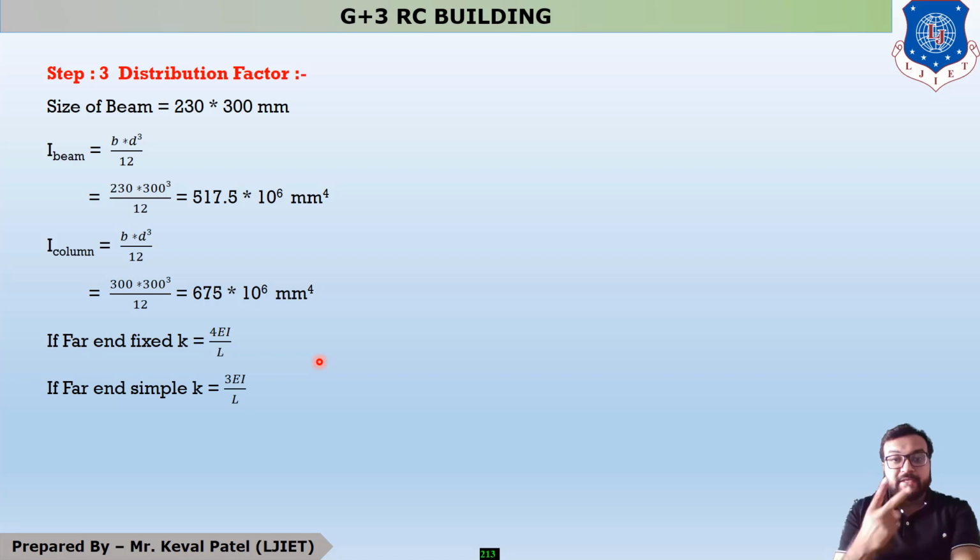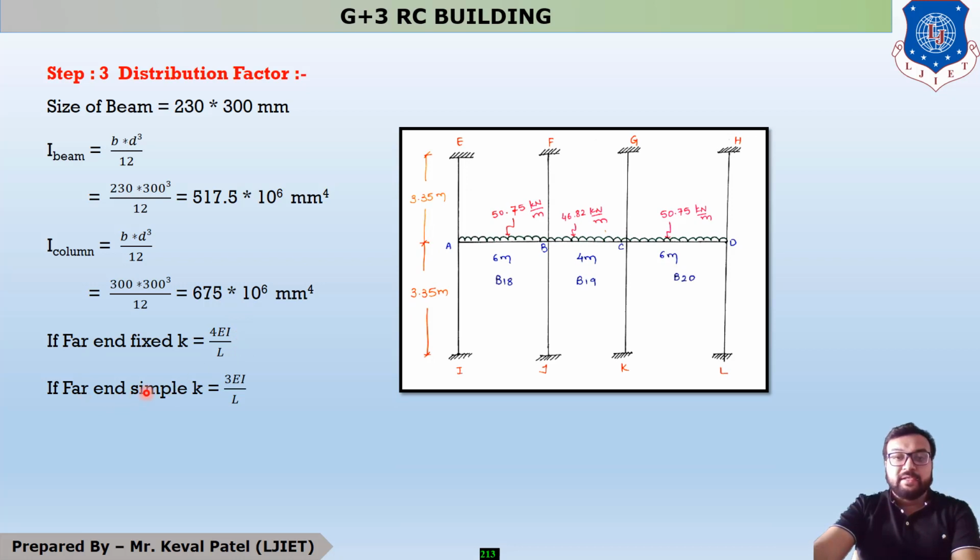Okay, and there are two equations. If your far end is fixed, then the equation is 4EI upon L, and if your far end is simple, then your equation of K is 3EI upon L. And you can see in this figure that all the junctions are fixed supports, so there is no hesitation about whether the far end is simple, because if all the supports are fixed supports, it means your nearer support as well as your far end is always a fixed support.